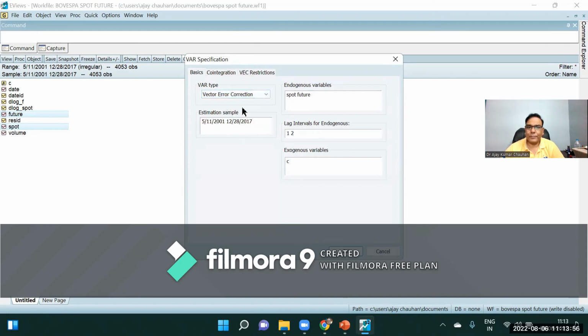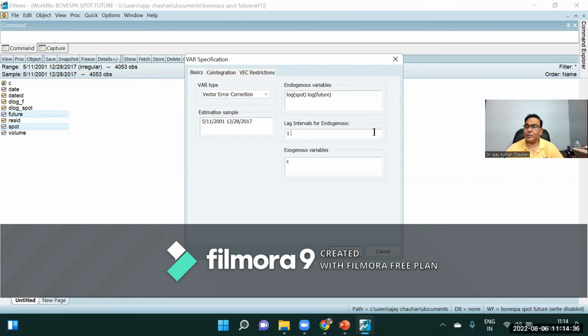You have to convert this to vector error correction, and remember that the series should be non-stationary. Don't take the d-log values here. I have seen that some scholars take d-log of spot and d-log of future, which is the wrong thing. You can take log, that is not a problem, because taking log will not change them into stationary. So up to log you can take, and now think for how many days the error must be corrected.